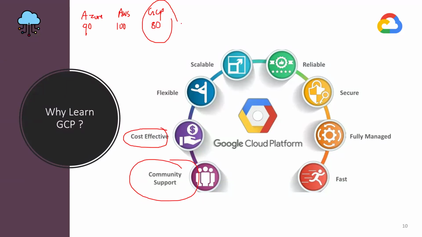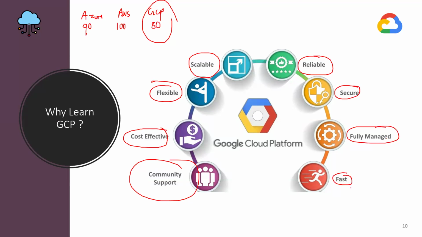So it is a cost effective solution with the same availability, the same scalability, the same flexibility. You get all the features similar to the other cloud platforms like flexibility, scalability, reliability, security, and fully managed services also. The interface is very simple and easy to use. I'll show you the interface as well. It is very simple compared to Azure and AWS. Such features it is providing you at a lesser cost.